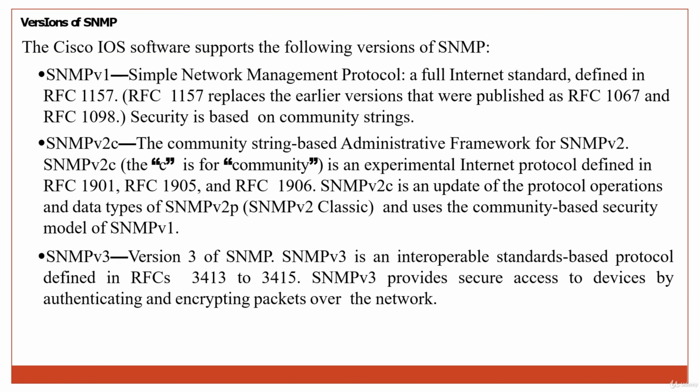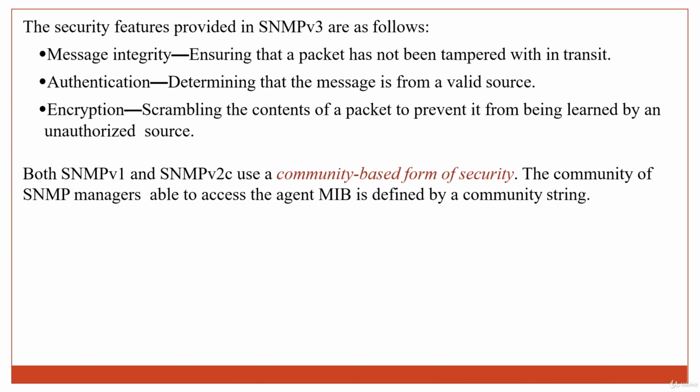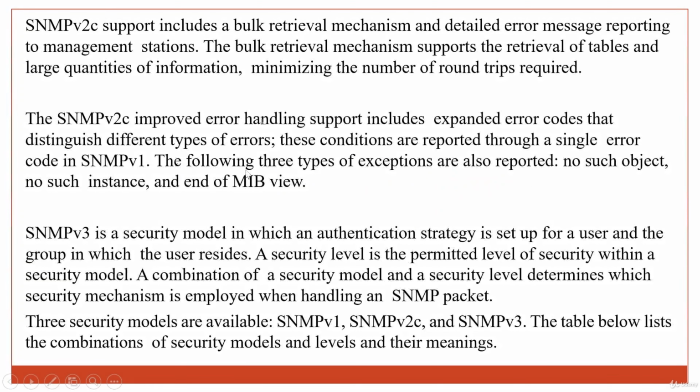Then we have version 3, that's the secure model. Version 3 supports, for example, message integrity, authentication, and encryption. Now there is a huge improvement with respect to version 1 versus 2C, and you see that still most of the organizations are using community based version 2C. Why? Because they can do bulk retrieval of data.